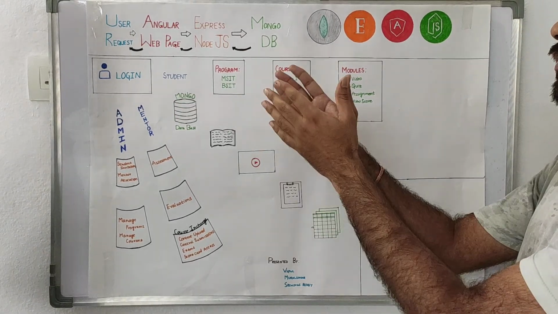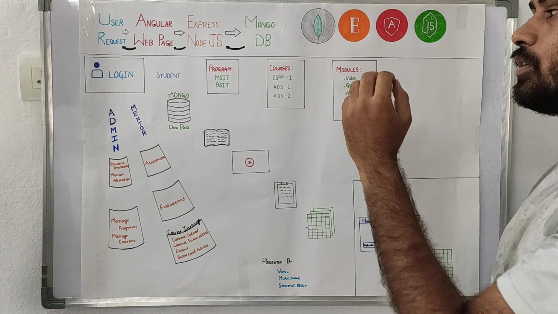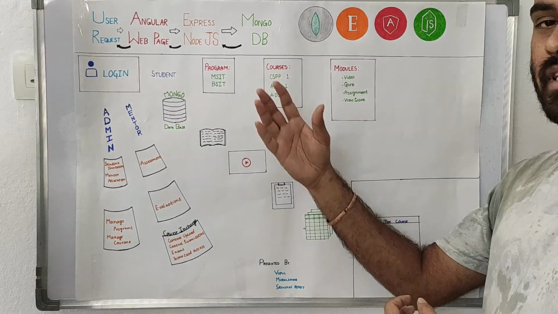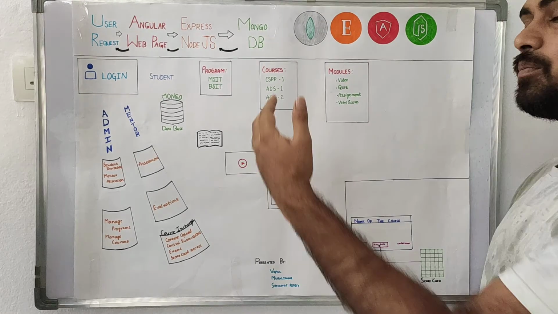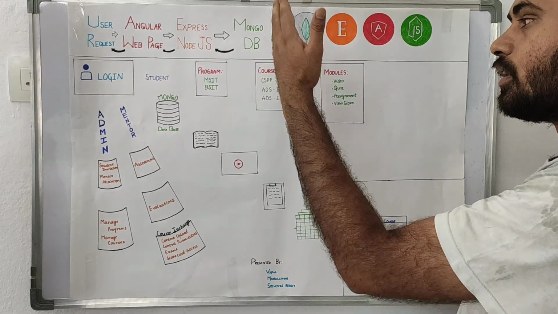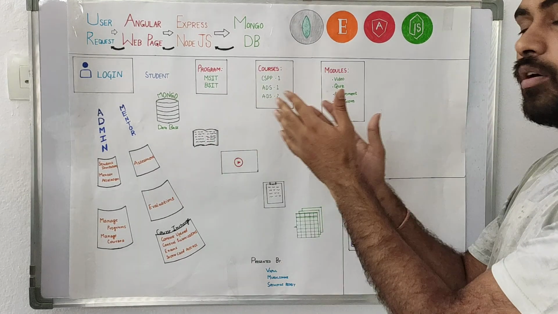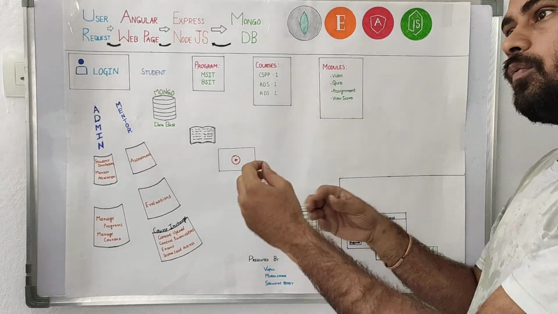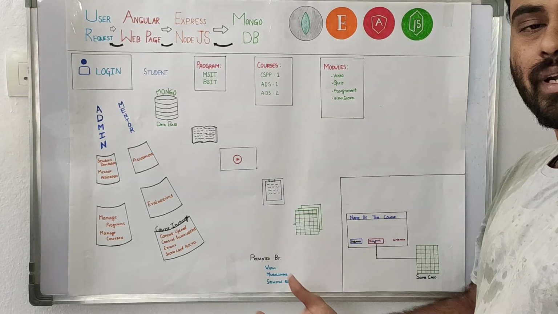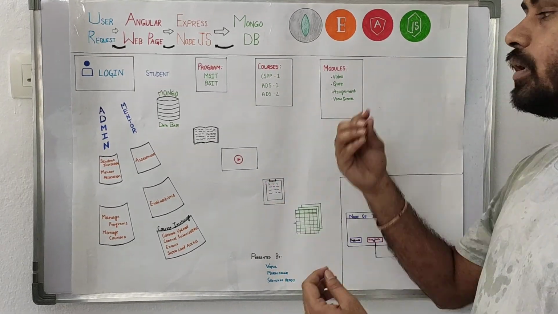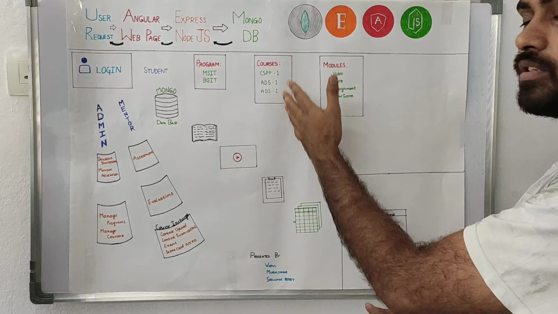Once the student logs in, he will be directed to the program catalog. Say, we are MSIDians, we use MSID, and the Bhutan students will be using BSID. In the same way, we are implementing the program catalog here. This directs to the course catalog. We will have many courses here: Python, Java, CSP, ADS1, ADS2. So this is the course catalog.